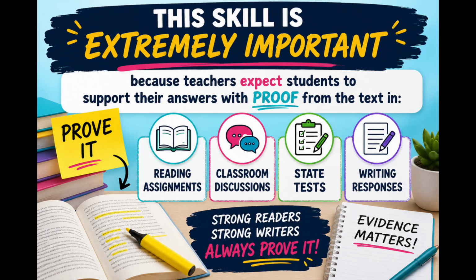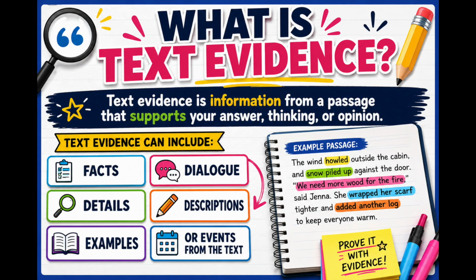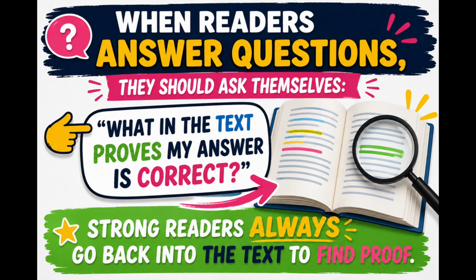What is text evidence? Text evidence is the information from a passage that supports your answer, your thinking, or your opinion. You need to use it in every subject from language arts, social studies, science, even math requires you to show your work. Text evidence includes facts, details, examples, dialogue, descriptions, and events from the text. When readers answer questions, they should ask themselves, what in the text supports my answer to prove that it is correct? Strong readers always go back to the text for proof.